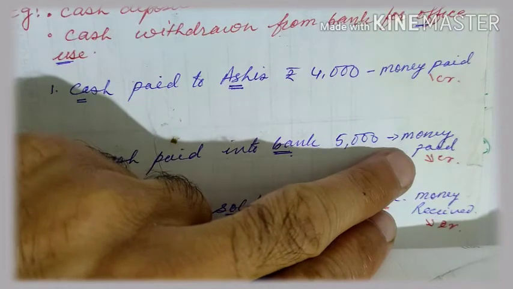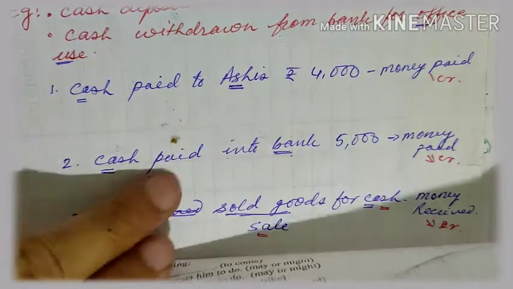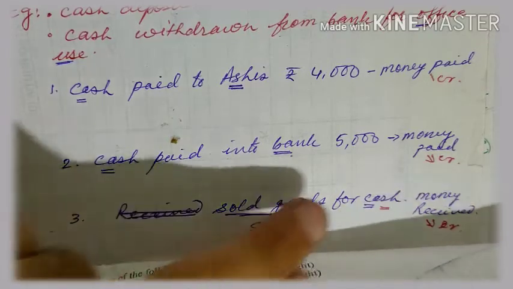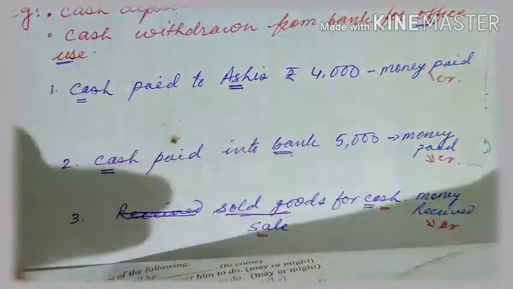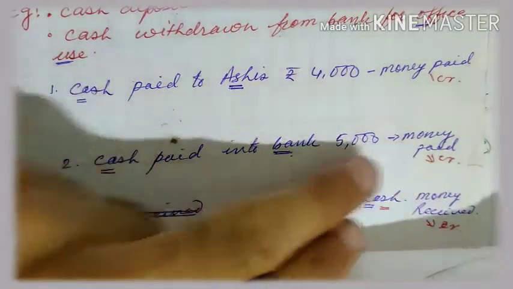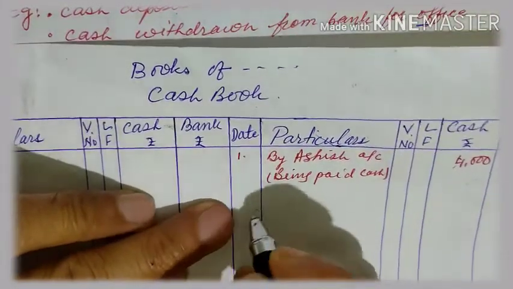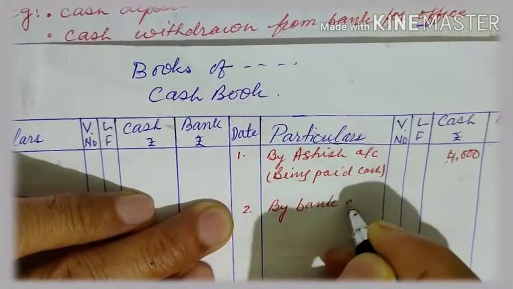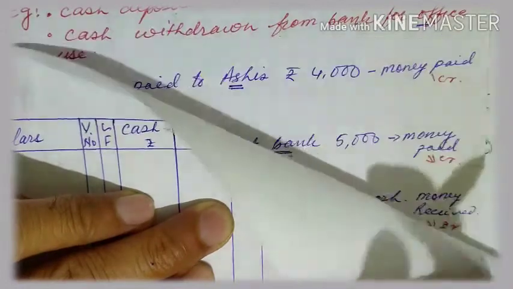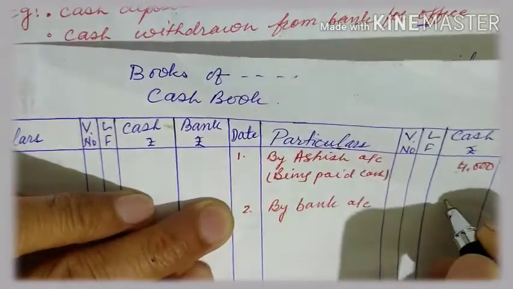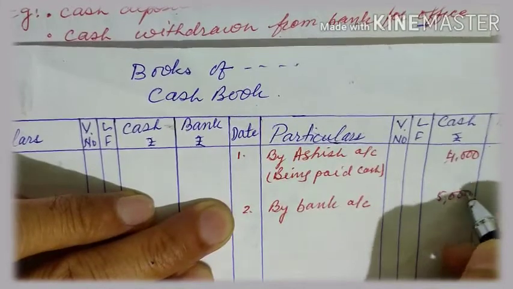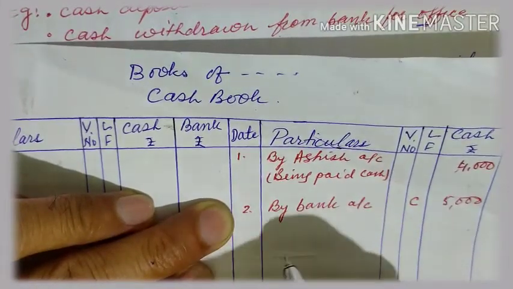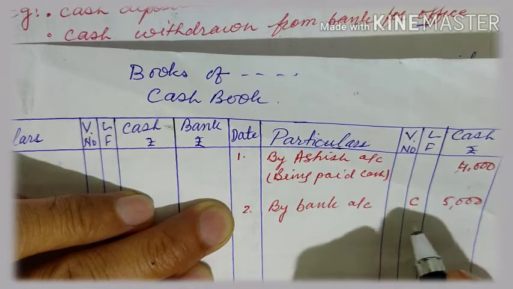Number 2, cash paid into bank rupees 5,000. Again, this is money paid. Okay, now this is the contra entry. That means you have to make the entry on both the sides. So first of all, let's see what is paid. Money paid. So money paid will be credit, and it is paid to whom? To the bank. So here it is paid to bank. So by bank account. What is paid? Cash paid. How much? 5,000. So here 5,000, and you write C in the ledger column, okay, to indicate this is contra entry.